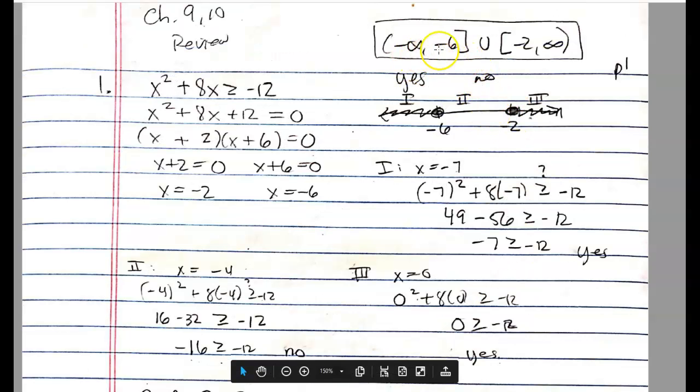This is how you write it in interval notation. So Alex has you graph it on a line. I usually have you do both. So there's the number line and the interval notation.